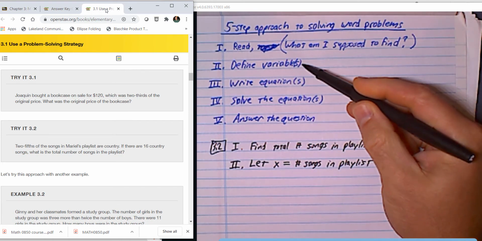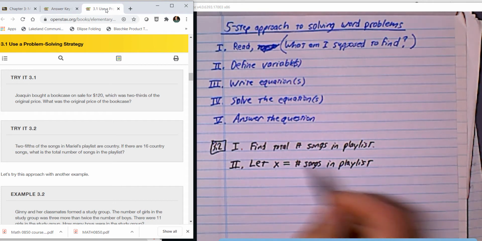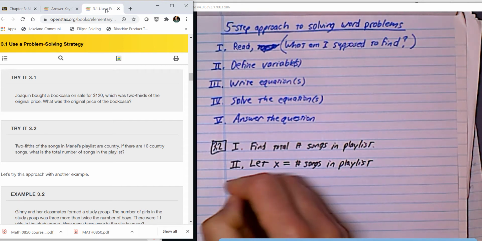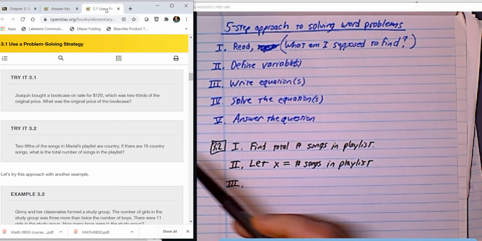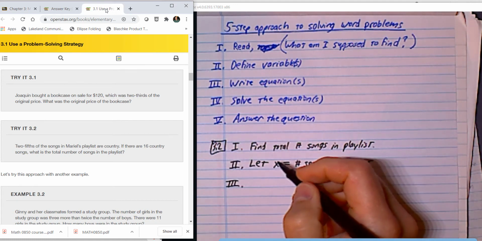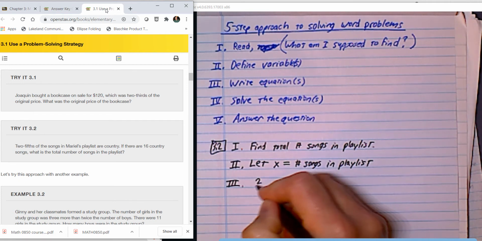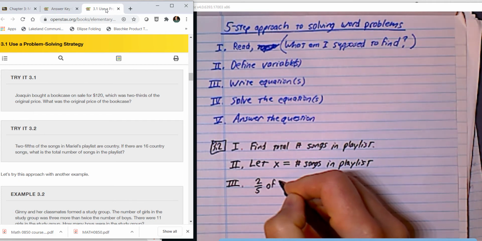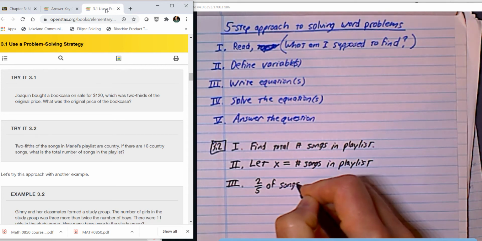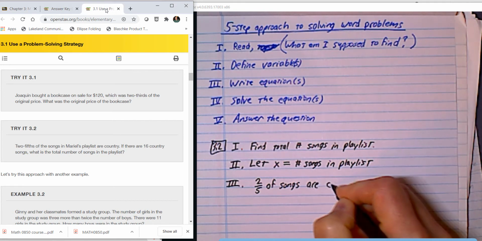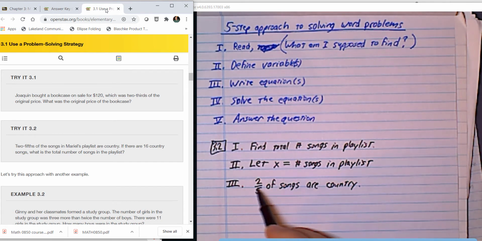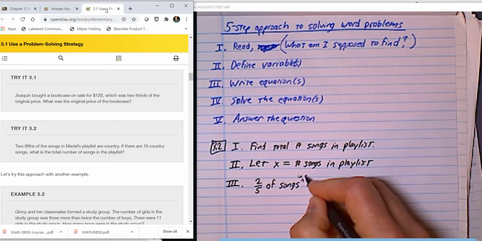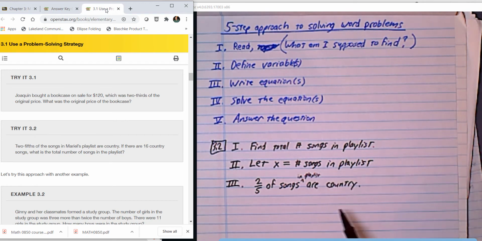Now, as I said, sometimes you'll have more than one variable, but for now, a single variable should take care of things. So now it comes down to writing an equation, step 3. I'm going to read the word problem more carefully now, and I'm going to try and translate it a little bit. "2/5 of the songs are country." I know it said "in Mariel's playlist," but I kind of feel like that's probably enough. 2/5 of the songs are country. Songs in the playlist, right? Maybe I'll be a little more clear.